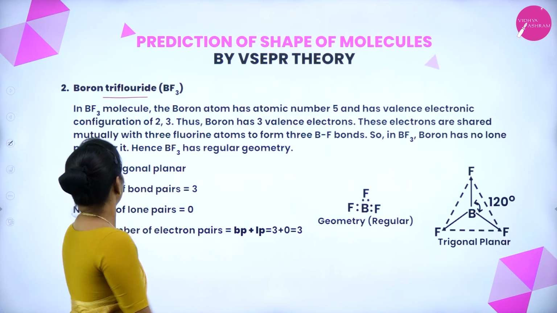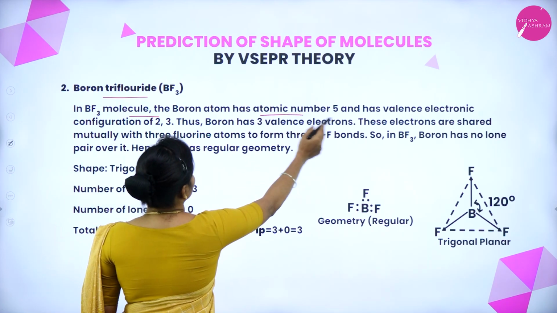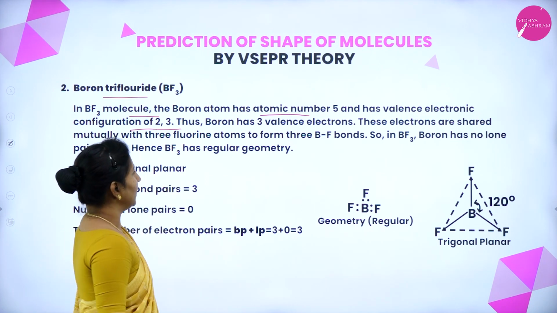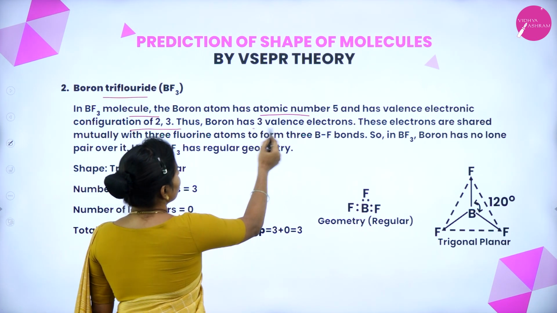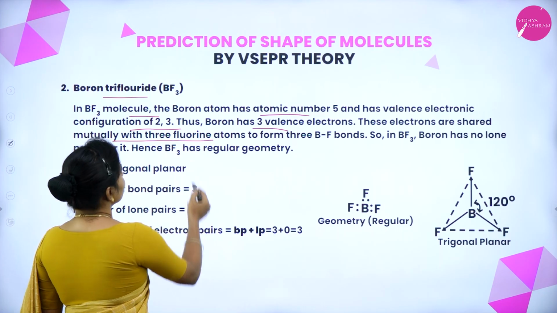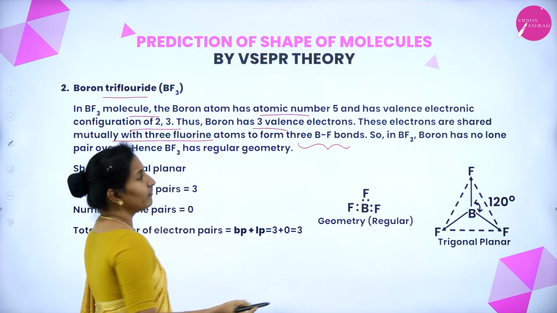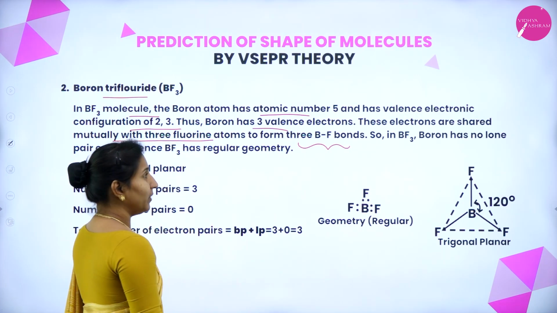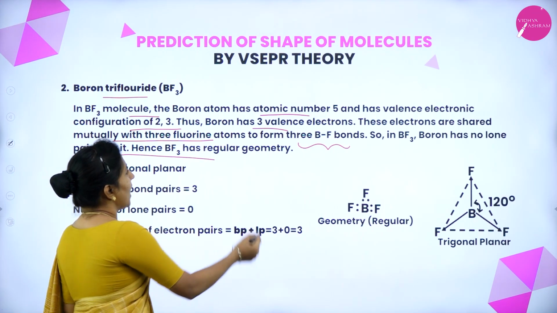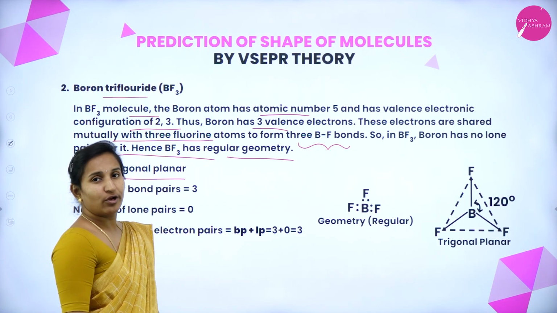Boron trifluoride. In the boron trifluoride molecule, the boron atom has atomic number 5 and a valence shell electronic configuration of 2, 3. That is, boron has 3 valence shell electrons. These electrons are shared with 3 fluorine atoms, that is, it forms 3 B-F bonds. In BF3, boron has no lone pair over it, hence BF3 has regular geometry. The shape is trigonal planar.